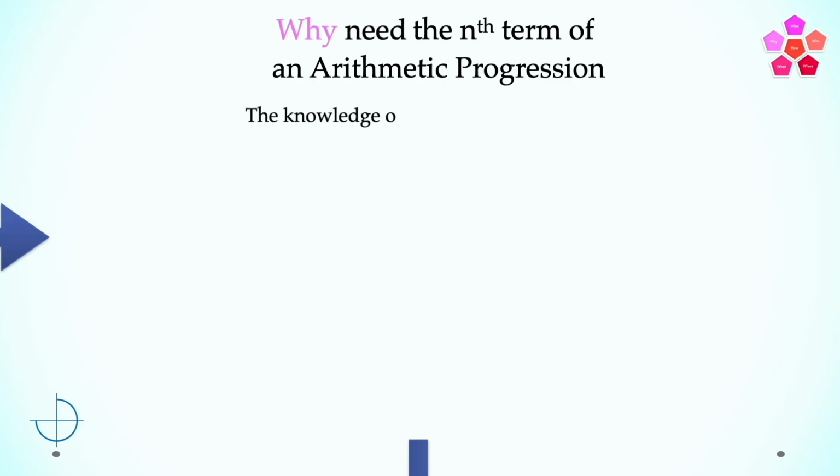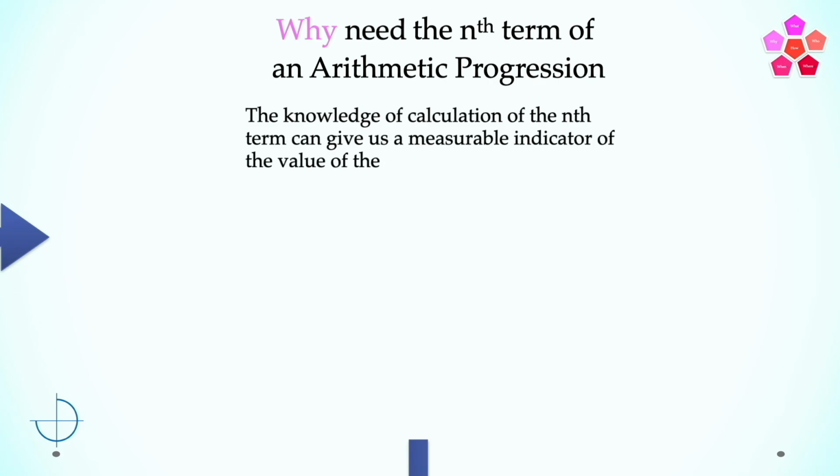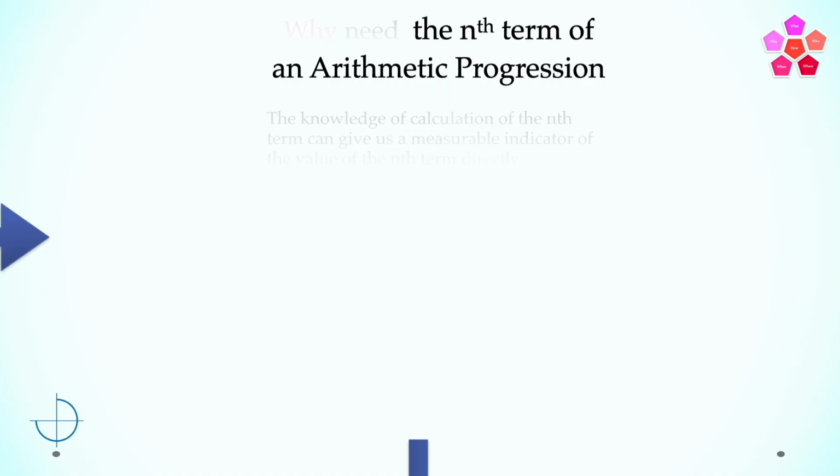The knowledge of calculation of the nth term can give us a measurable indicator of the value of the nth term directly. That is, we do not have to keep on adding the common difference. This is why we can actually memorize a formula for the nth term of an arithmetic progression. So let's go back to answer the question, how to get the nth term of the arithmetic progression?